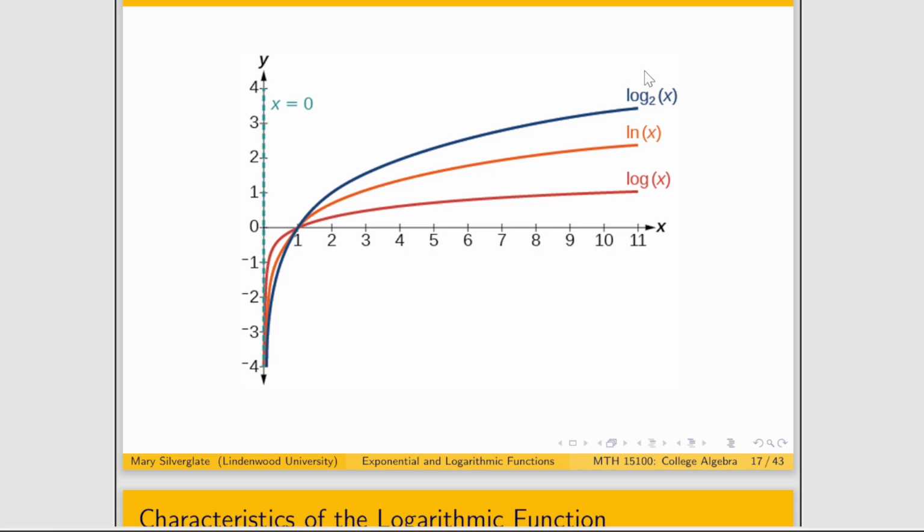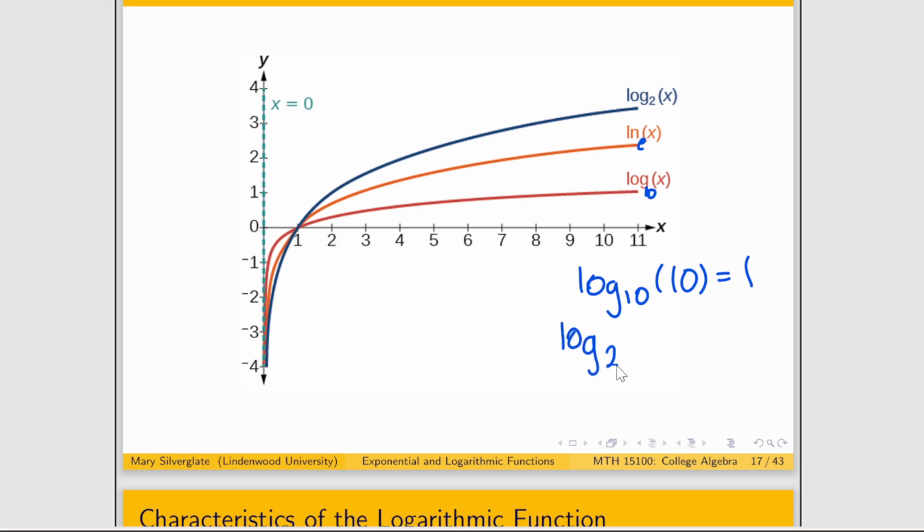Another thing that may be worth noting is here, as your base gets bigger, so like natural log is secretly base e, log by itself is secretly base 10, it sort of flattens out towards the x-axis. For example, with log base 10, if I ask log base 10 of 10, well that's saying 10 to what power gives me 10, that's just going to be 1. So I haven't even moved up that much.